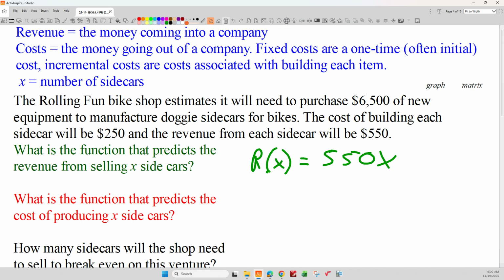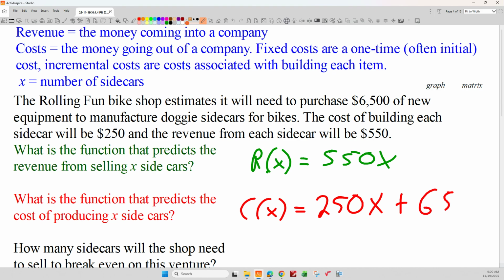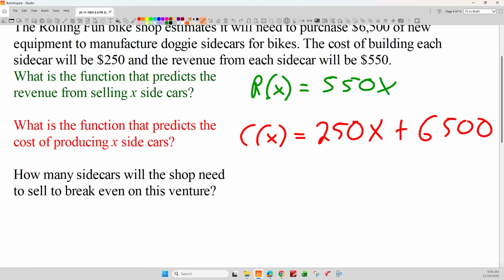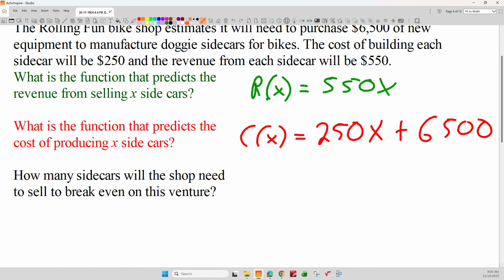Yeah, okay, cost function is going to equal, it doesn't matter the order in which you write these, we've got our incremental cost of 250 times X plus our startup costs or our initial costs of 6,500. Okay, so now the question is, we've got those two functions now, a revenue function and a cost function. How many sidecars will the shop need to sell to break even on this venture?